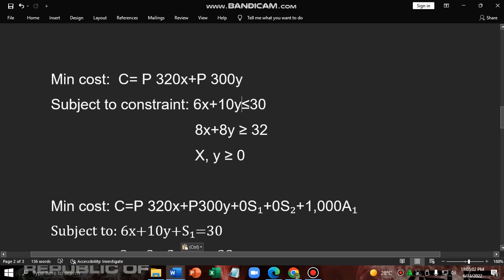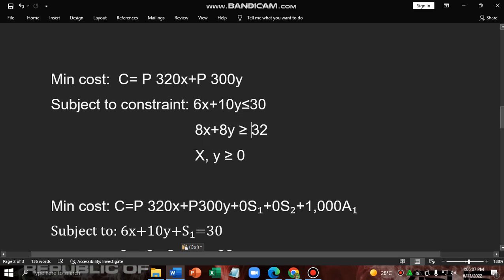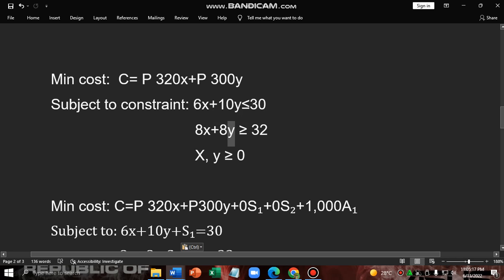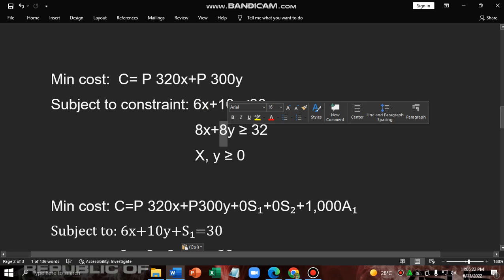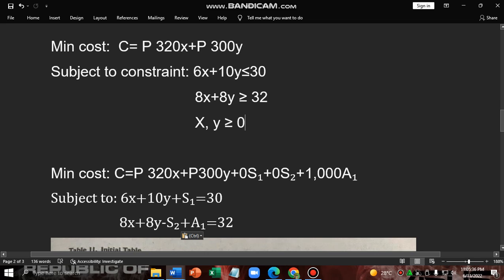So 6X plus 10Y. Next is 8X plus 8Y is greater than or equal to 32. The two 8s are horsepower for fuel A and fuel B, since they have the same horsepower, which is 8. Next is X and Y are greater than or equal to 0. So that is the subject to constraint. Next is what we will do.